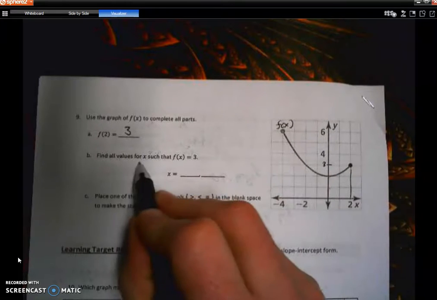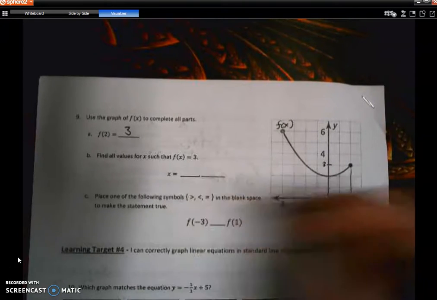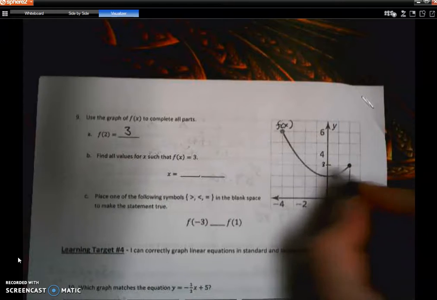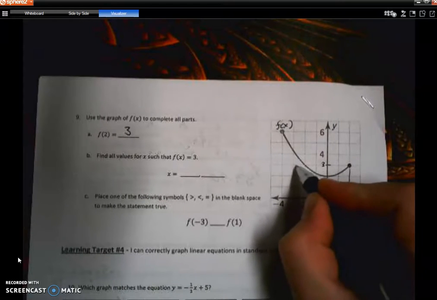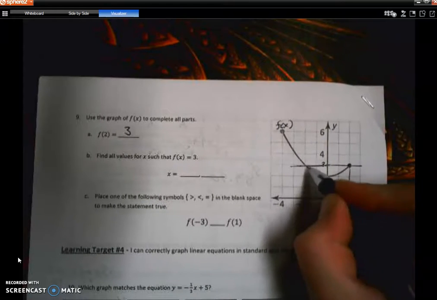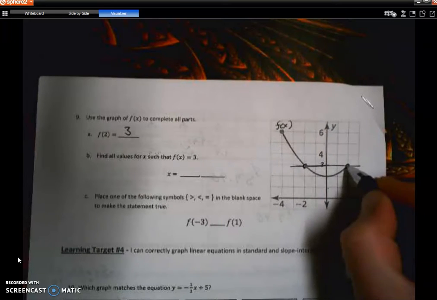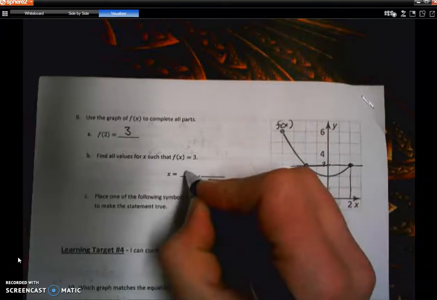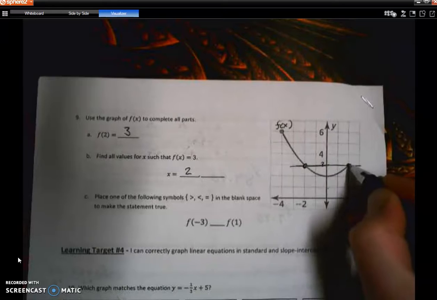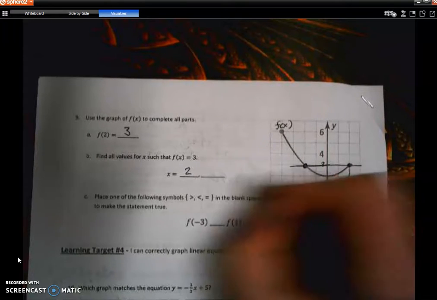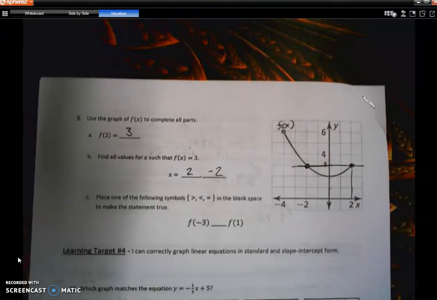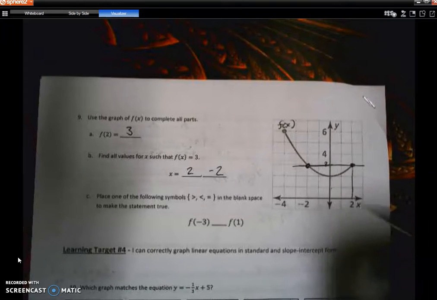Find all the values of x such that f of x equals 3. So where will the function equal 3? So here's 3 right there, and it equals it right here and right there. That means if I plug in a 2, I get out a 3, and if I plug in a negative 2, I get out a 3. So the answer is negative 2 and 2.